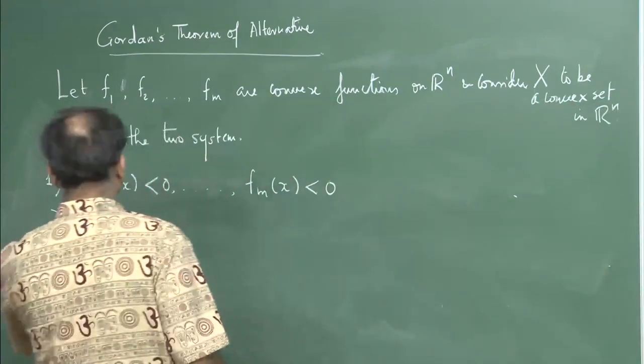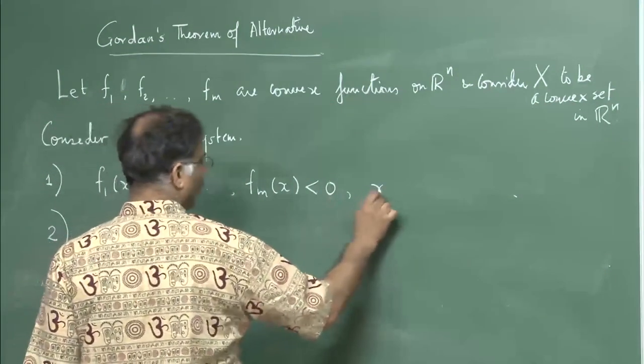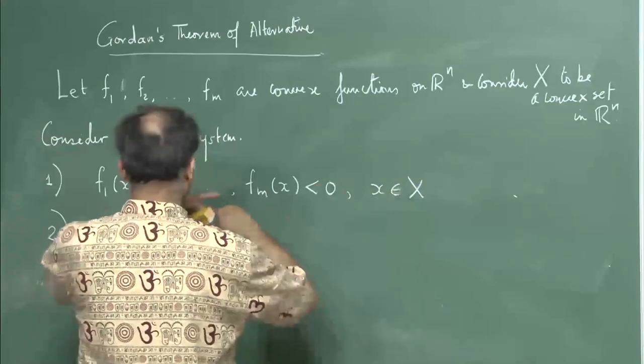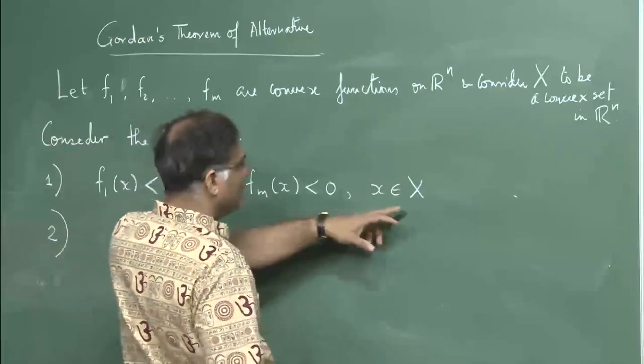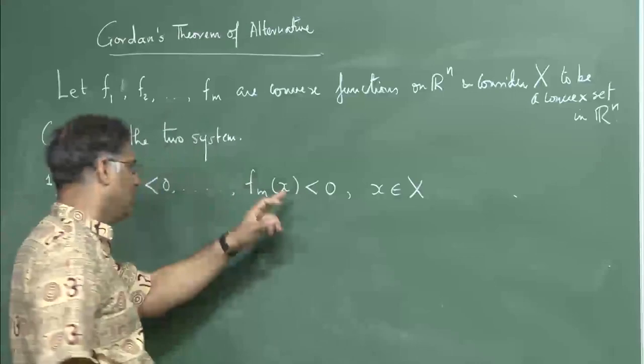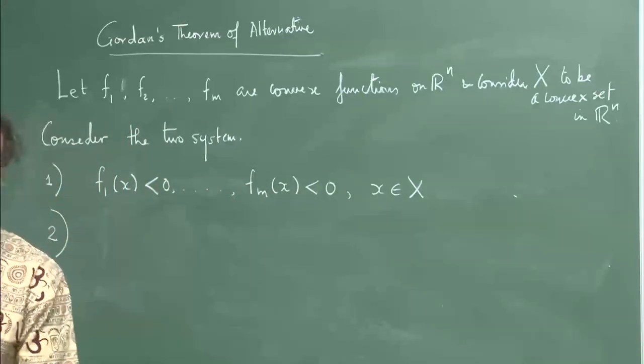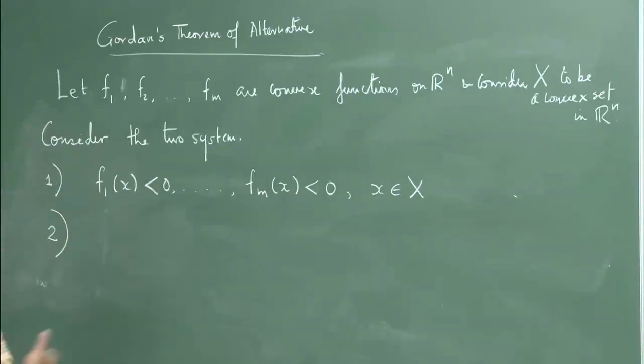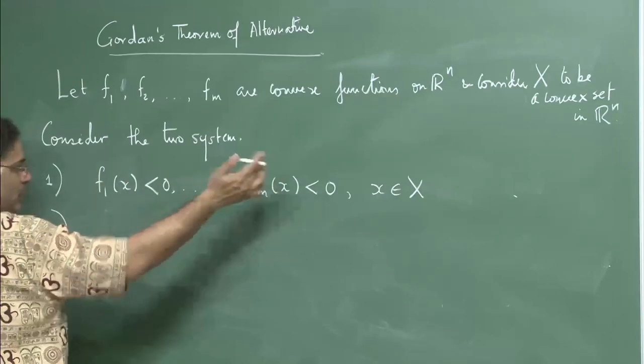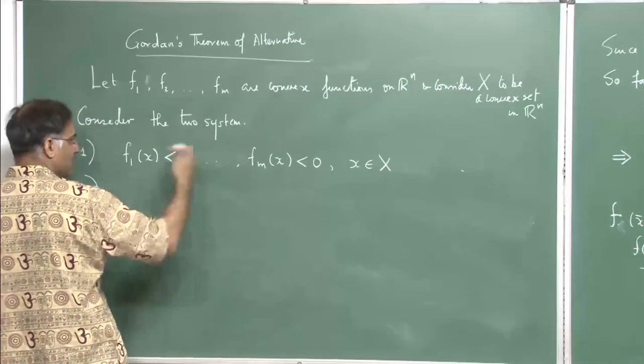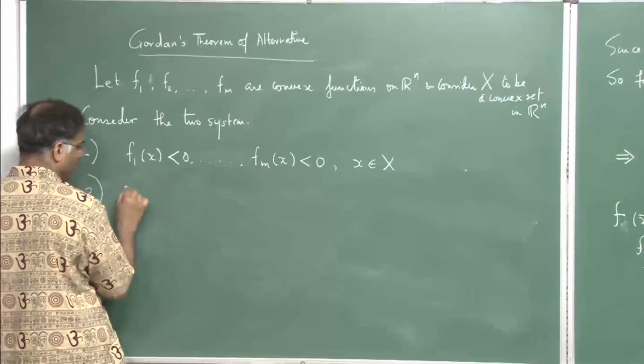So, this is one system where I am expecting that if this system is solvable, there is an x in this convex set X for which all of these give me a value strictly less than 0. If such a thing does not exist, then this is one system and the second system is: if this system does not have a solution, this will have a solution.